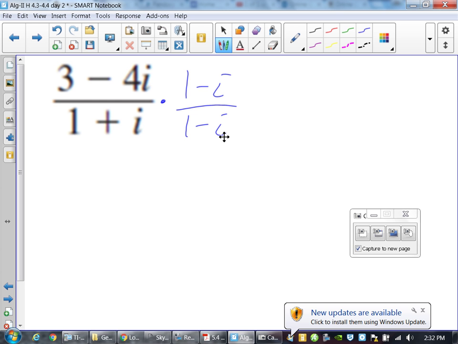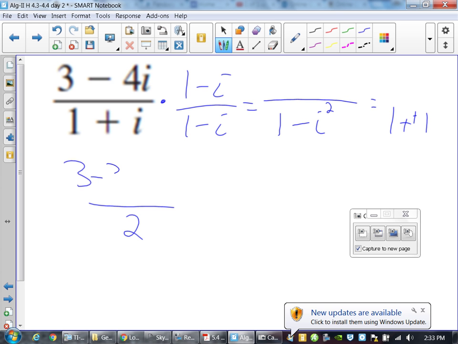So in this case, when you FOIL it out, the denominator is going to give you 1 minus I squared, which is 1 minus a negative 1, which is 1 plus 1, otherwise known as 2. That's where you'll screw up. The denominator here becomes 2. Numerator, you get 3 minus 3I minus 4I plus 4I squared.